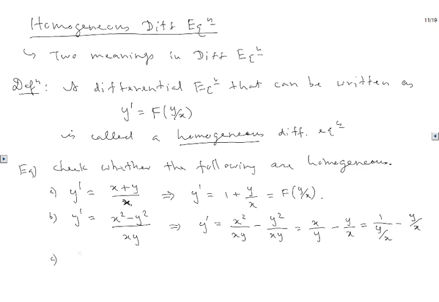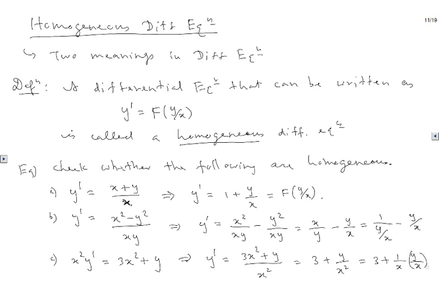How about this one, x squared y prime equal 3x squared plus y. First you can divide both sides by x squared, so it is 3x squared plus y over x squared. If you rewrite this as two fractions, you get 3 plus y over x squared. Since it's y over x squared, the only thing you can do is pull out 1 over x and then have y over x, but you can see that it is not just a function of y over x, there's an x sitting there. Because of that, this is not a homogeneous equation.